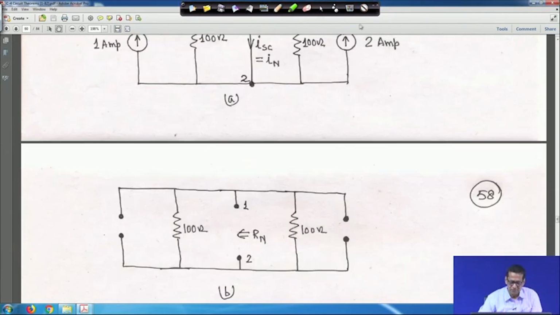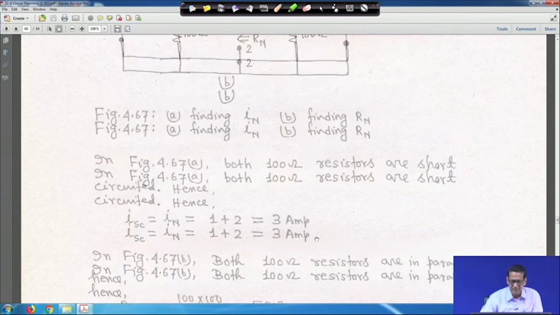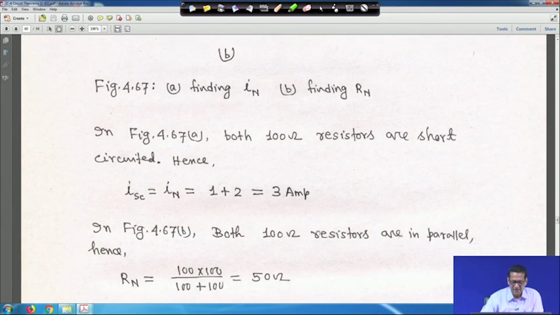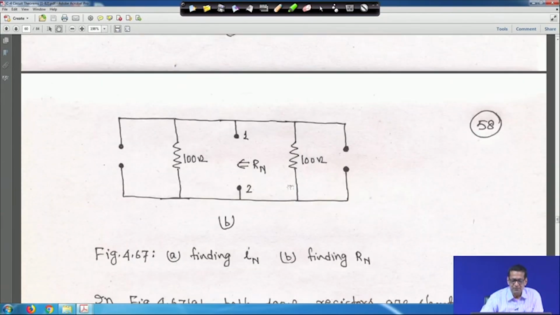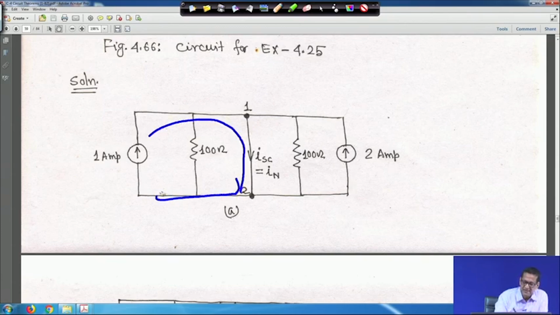Now let us go to here, right. Both 100 ohm resistances are short circuited and ISC is equal to IN, 1 plus 2, 3 ampere, right. And as soon as it is open, it is in parallel. So what is happening here is that this path is shorted. So this 1 ampere current will be flowing like this.